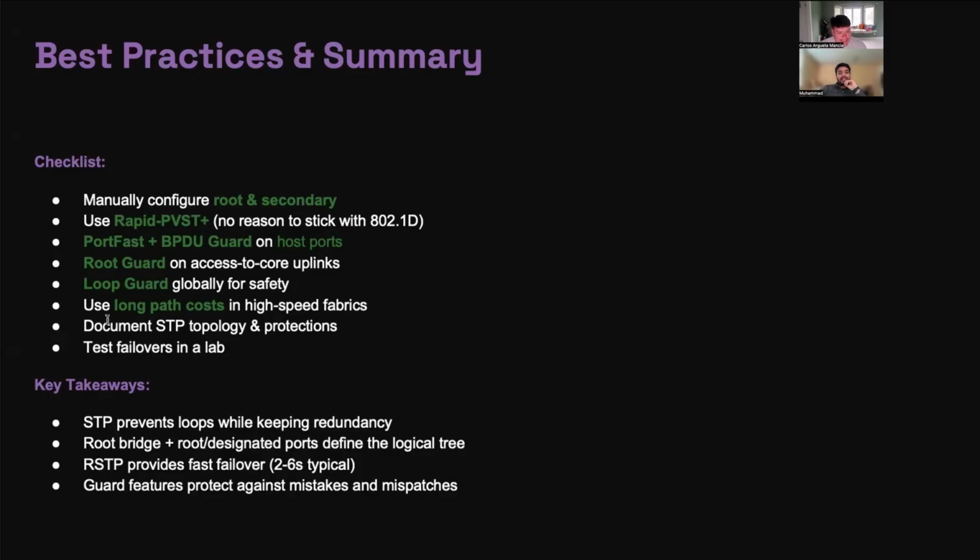The key takeaways from this are that spanning tree prevents loops while keeping redundancy. The root bridge plus root and designated ports define the logical tree, and RSTP provides significantly faster failover than the traditional spanning tree. Guard features protect against mistakes and mispatches. So mistakes and mispatches means you introducing a new network device or new network switch to your network.